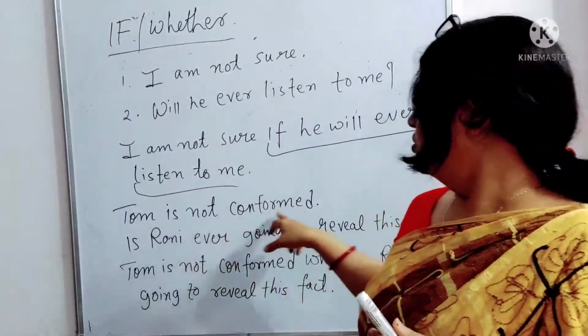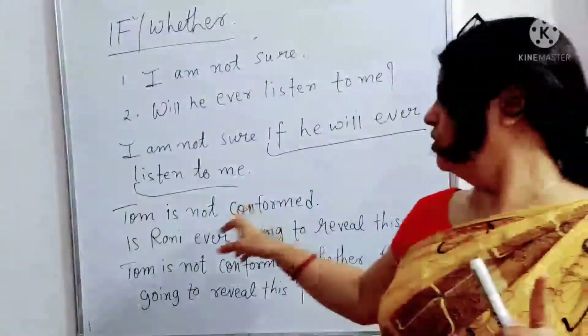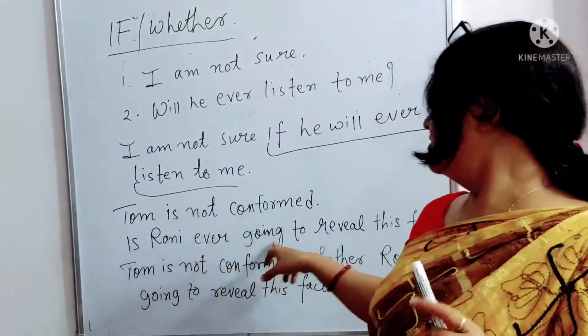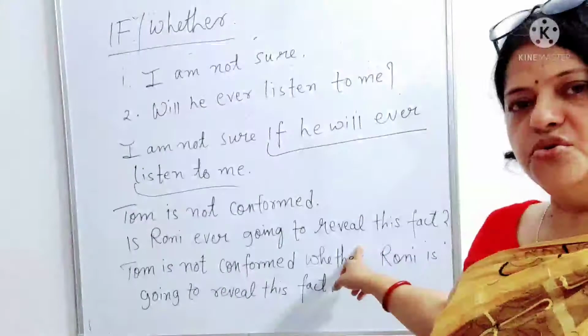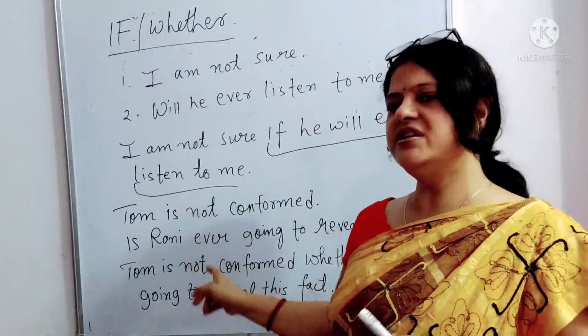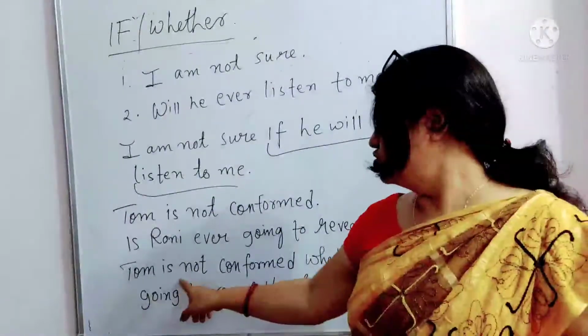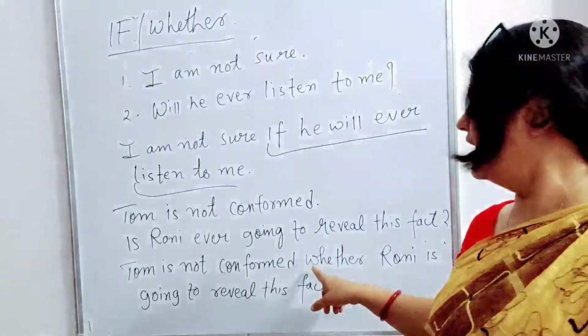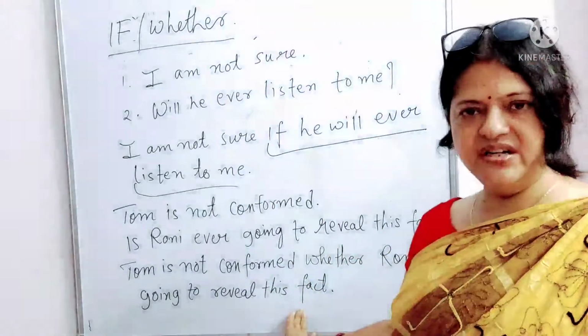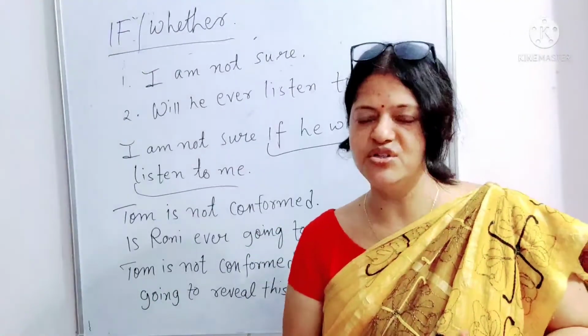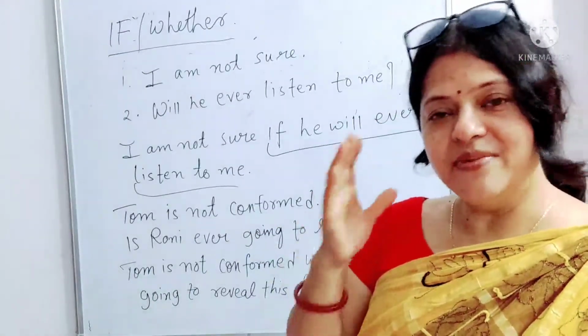Tom is not confirmed, it has become the principal clause. Is Rani ever going to reveal this fact? This second sentence is an interrogative sentence. So what we did is that we made the first sentence a principal clause, then we added if or whether, and then we wrote the second sentence by making it an assertive sentence. I hope it has become clear to you.